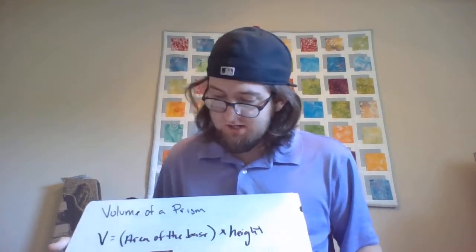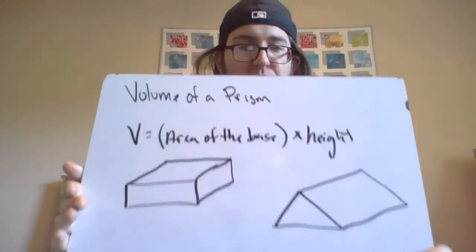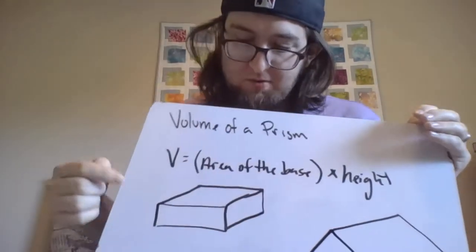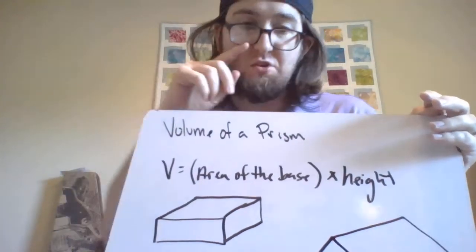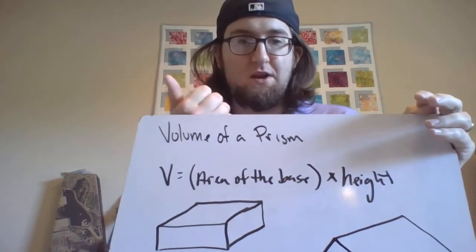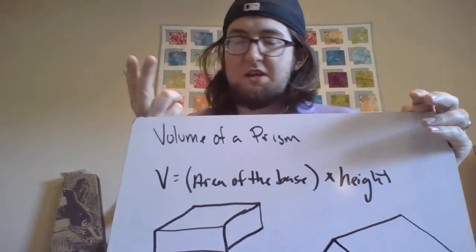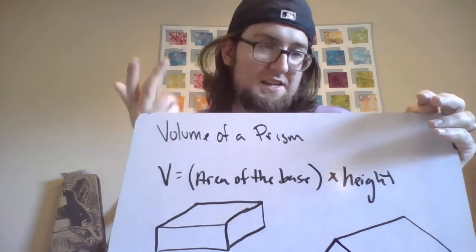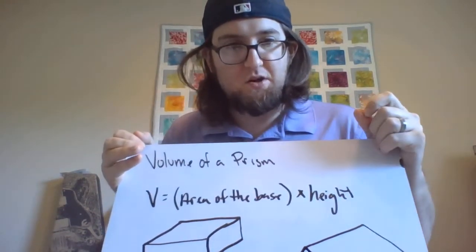So when we're trying to find the volume of a prism, the formula you should use is to find the area of the base. So you need to know how to find your areas. Area of a square is the side squared, area of a rectangle is length times width, area of a triangle is 1/2 base times height. And then you multiply that by the height, okay?